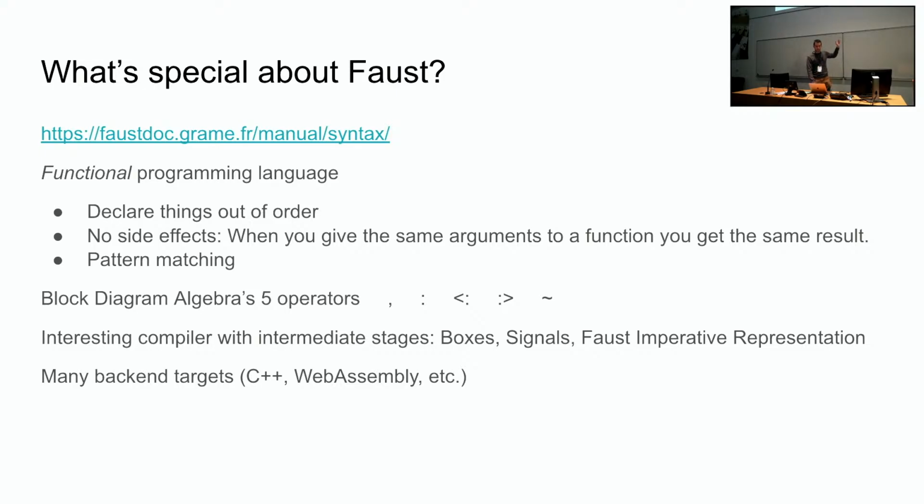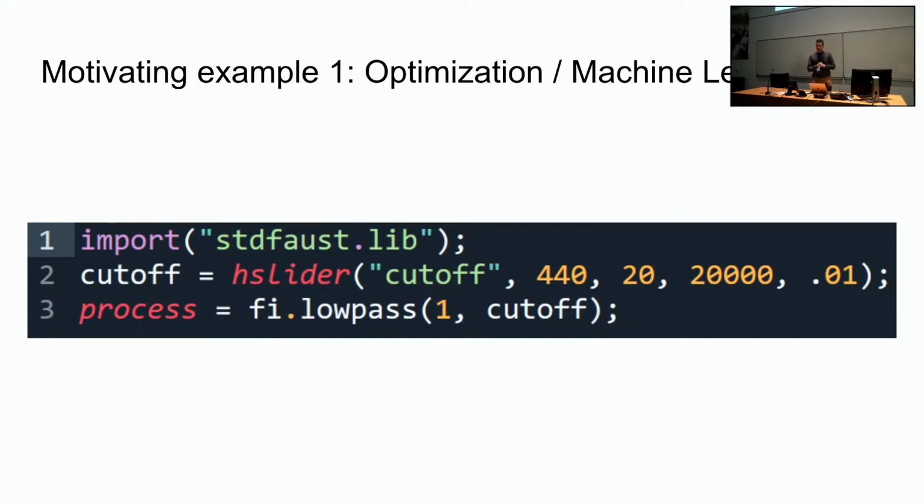I'll be talking about the intermediate representations like boxes, signals, and FIR. Okay, so a motivating example for the talk today is optimization and machine learning. In this example, we have a low-pass filter, and there is a cutoff. And the cutoff is a value of 440. But what if we don't know that the best value is 440?